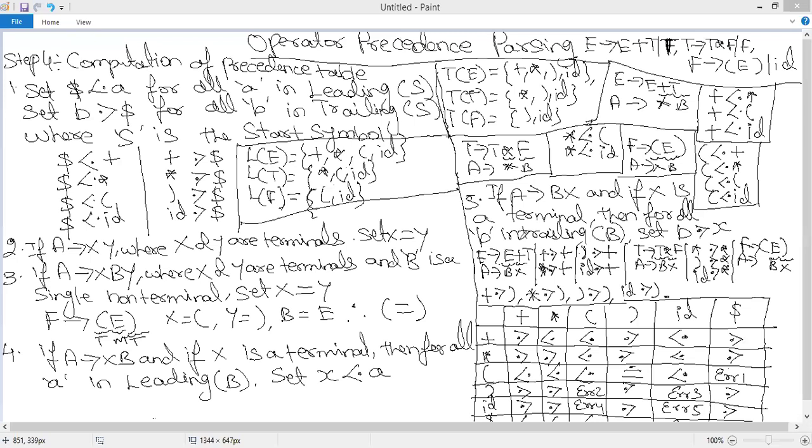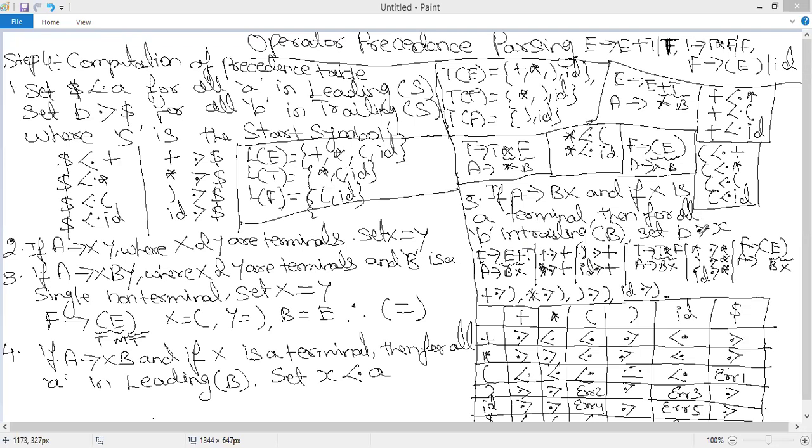Okay, so in that case, we have to set B greater than X. Again, take this production rule, E tends to E plus T. This production rule can be mentioned in the format of A tends to BX. So this E is the non-terminal B and plus is the terminal X. What do we have to do in this case? We have to identify trailing of B. Trailing of B is trailing of E. What is trailing of E? Plus, star, close parenthesis and ID.